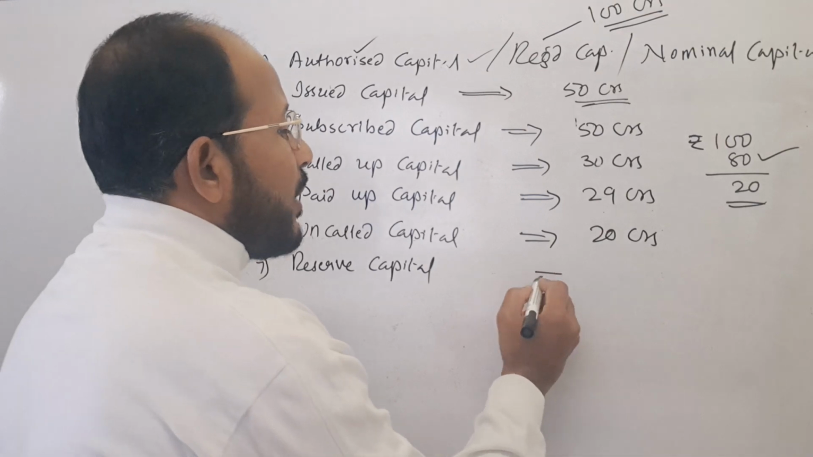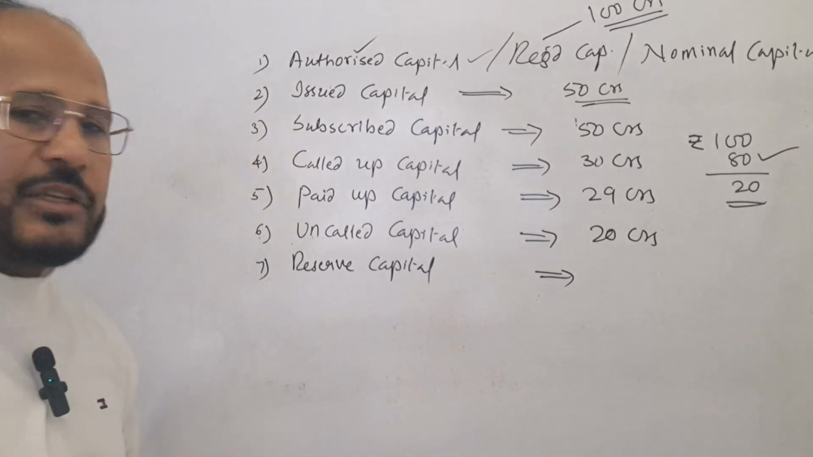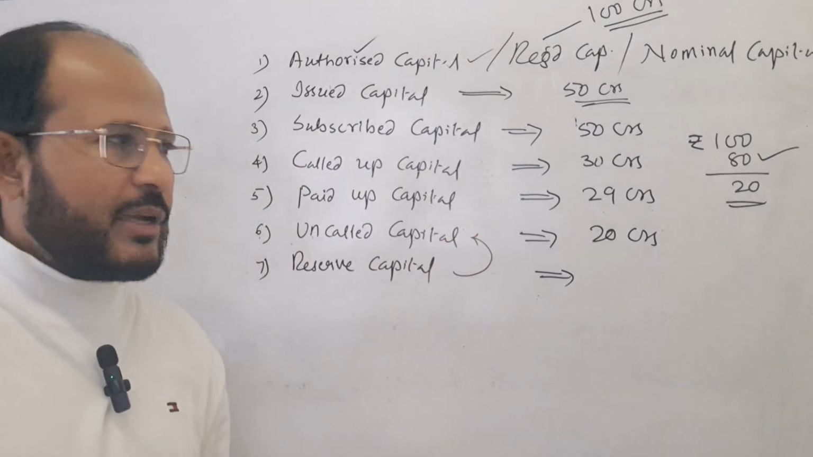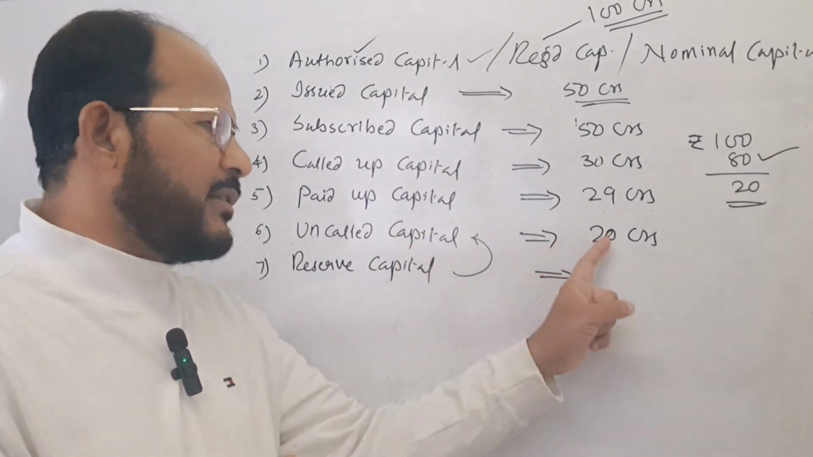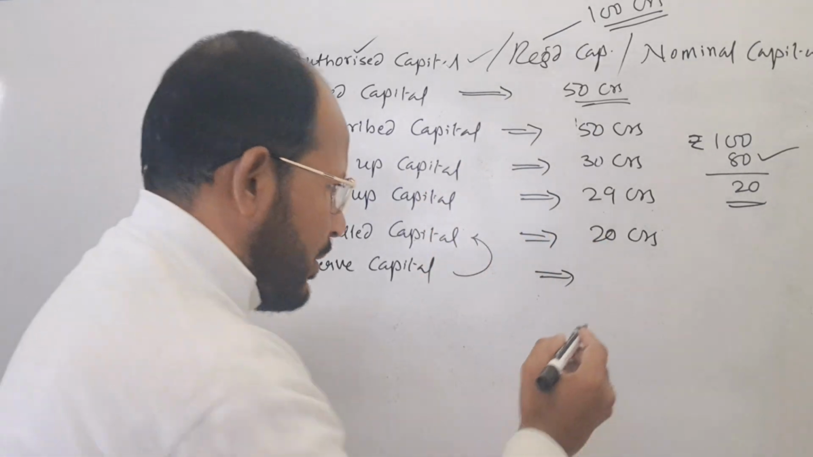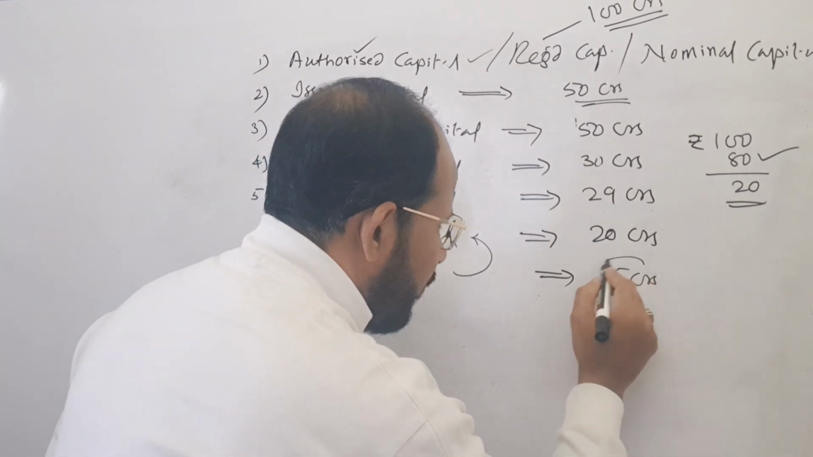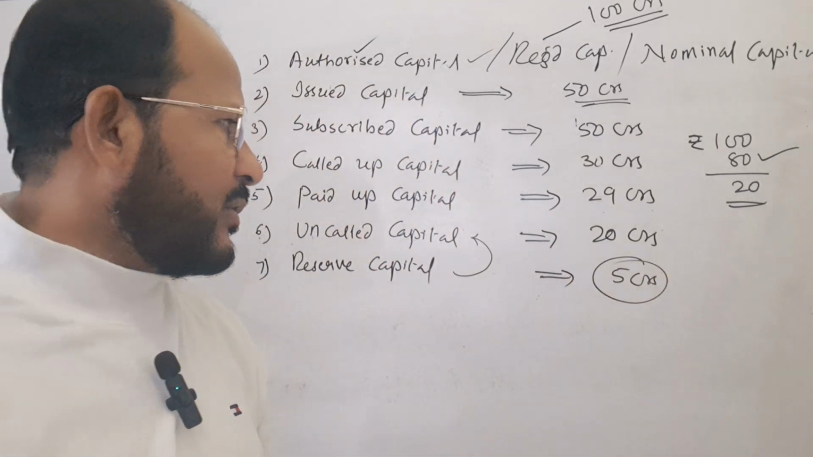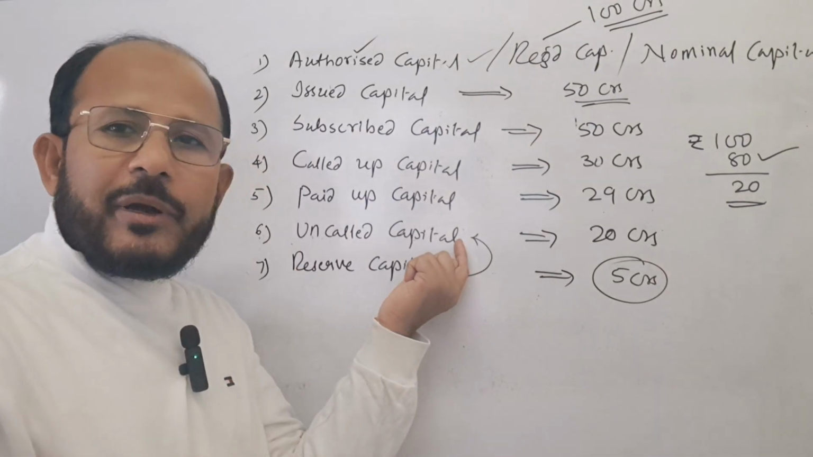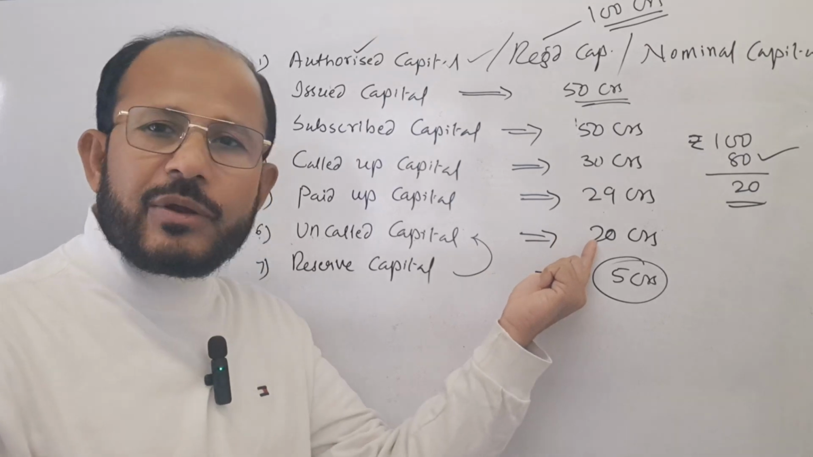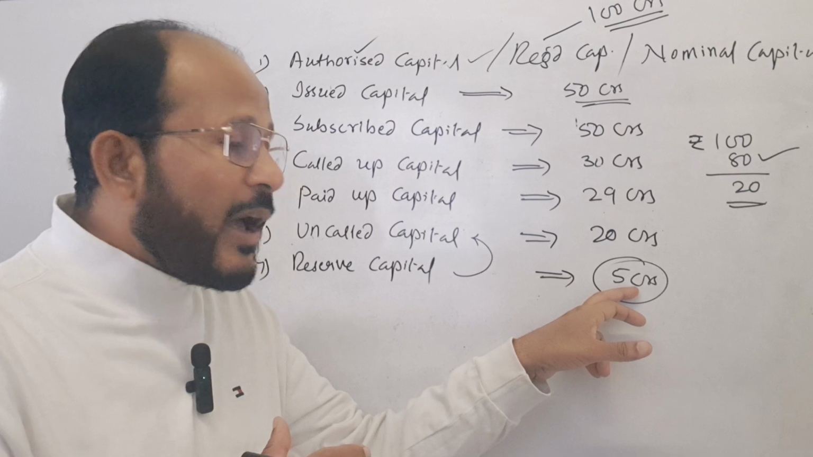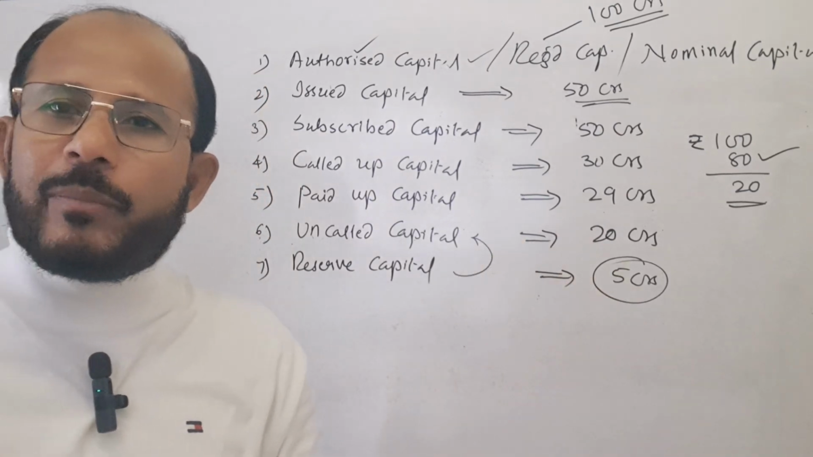Next one is reserve capital. What is the meaning of reserve capital? Reserve capital is a part of uncalled capital. Try to understand here. 20 crores is the uncalled capital. Out of this, the company may decide to keep 5 crores as reserve. Understand here, reserve capital is a part of uncalled capital. Uncalled capital here is 20 crores, and the company's directors have decided to collect rupees 5 crores at the time of winding up of the company.